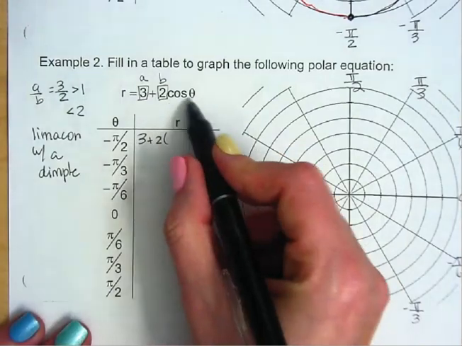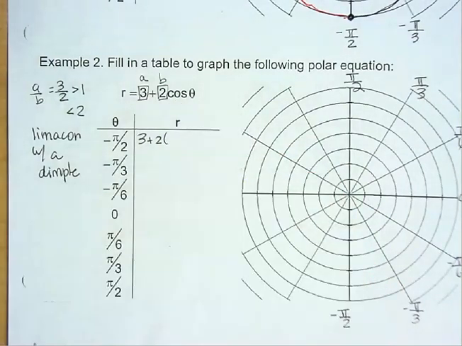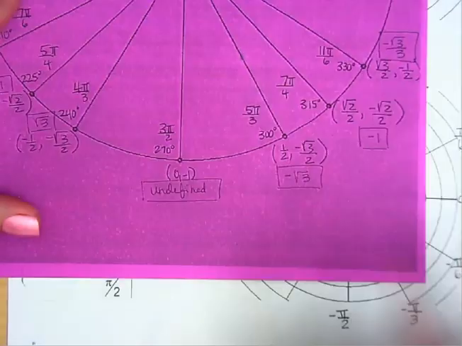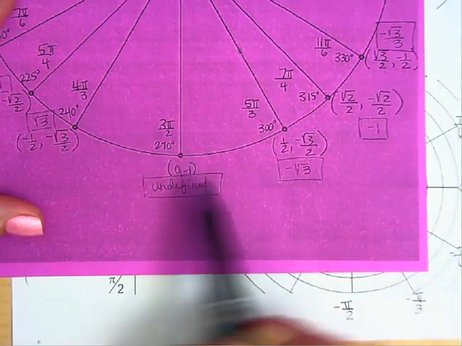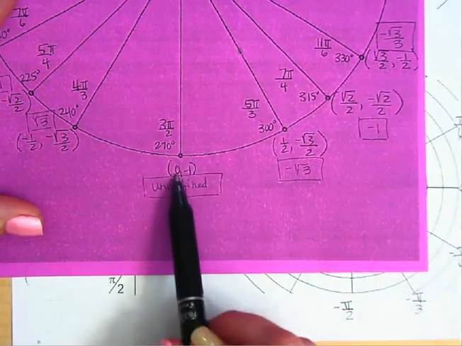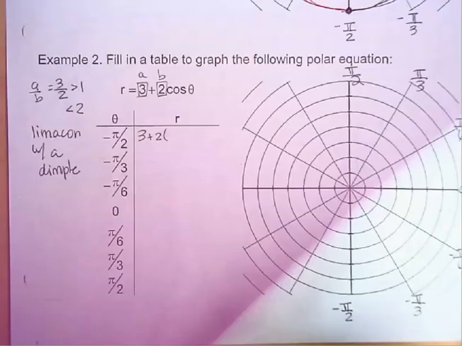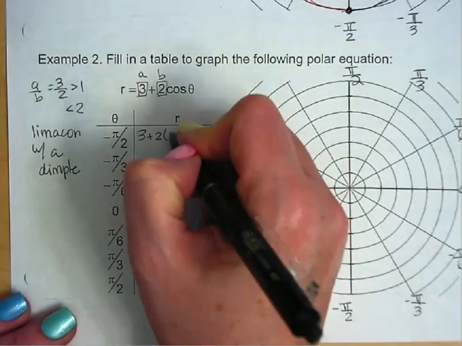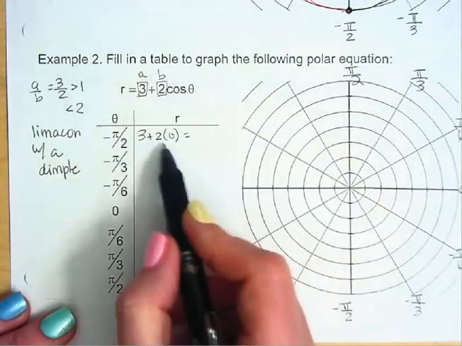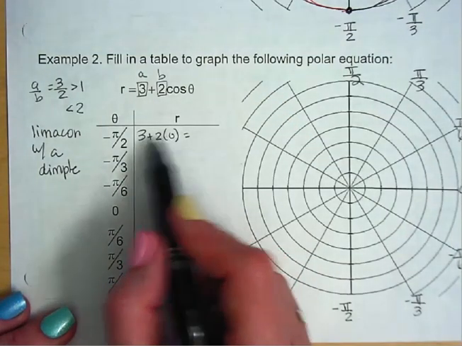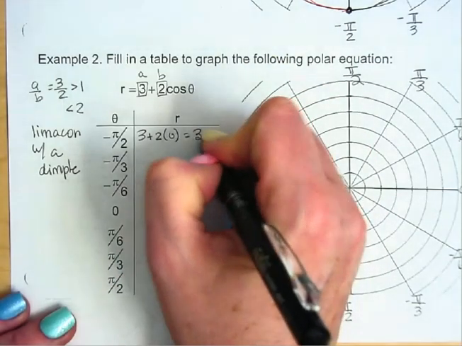This time we're doing cosines of thetas. So when we go to our unit circle, for example, this first one is cosine of negative pi over 2. So here's negative pi over 2. Cosine is the x coordinate there. So the cosine of negative pi over 2 is 0. So we can plug 0 in for the cosine theta. Remember to do multiplication first before addition. 2 times 0 is 0, plus 3 is 3.